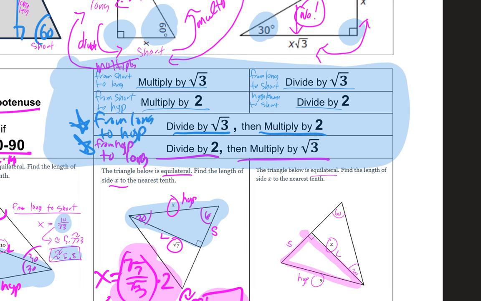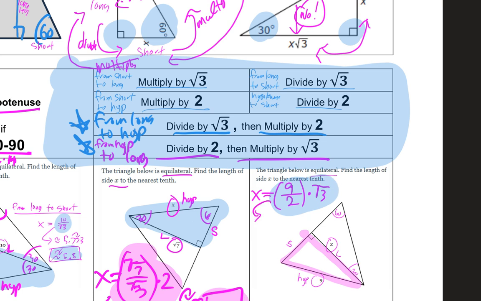From hypotenuse to long, we're going to first divide by 2, then multiply times the square root of 3. So x is going to be equal to, starting from the hypotenuse, which is 9, first divide by 2. Let's put that in parentheses, then multiply times the square root of 3. That's the hardest part, recognizing what to type into Desmos. So this is what we're going to type into Desmos.